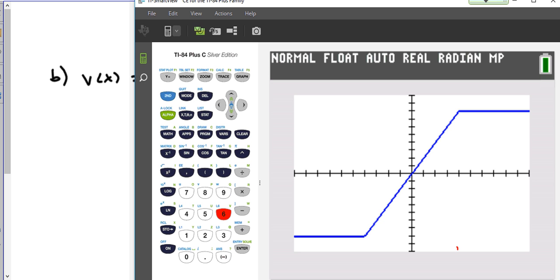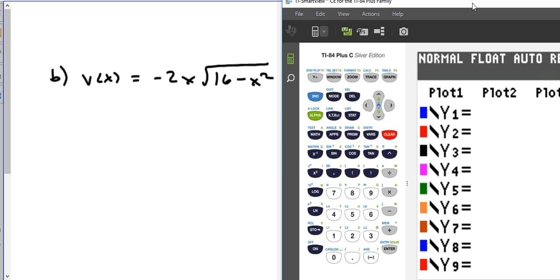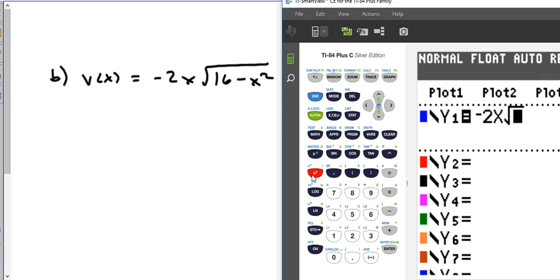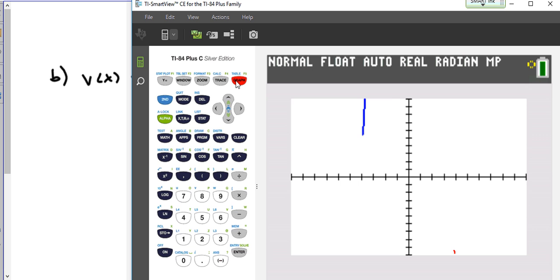We'll go back here, and we'll go to y equals again. And we'll clear this, and let's plug this one in. So we have negative 2 x, and then we're going to go to the square root. All right. And we have 16 minus x squared. Minus x squared. So that's how we're going to punch that in there. We're going to graph this. We're going to have a 10 by 10 window. All right, and there is our graph.